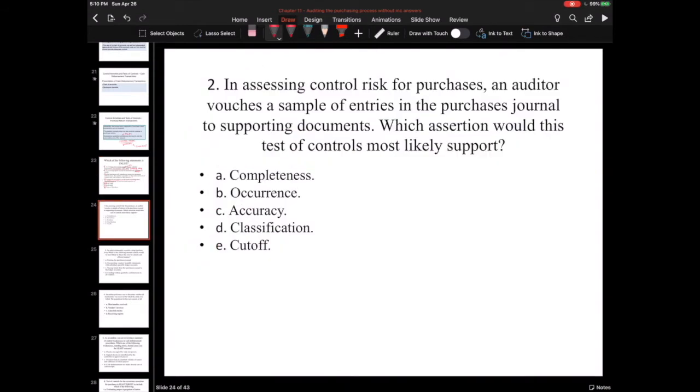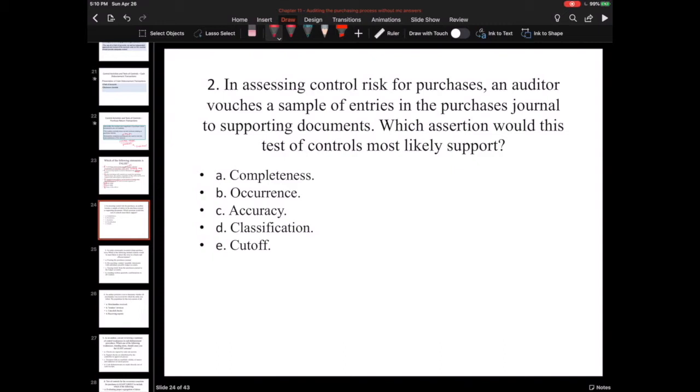Okay, number 2. In assessing control risk for purchases, an auditor vouches a sample of entries in the purchases journal to supporting documents. Which assertion would this test of controls most likely support?